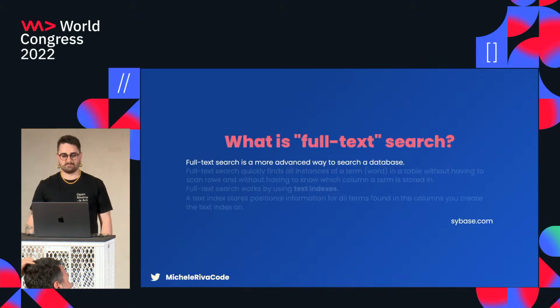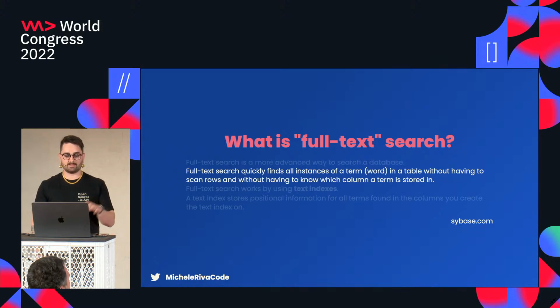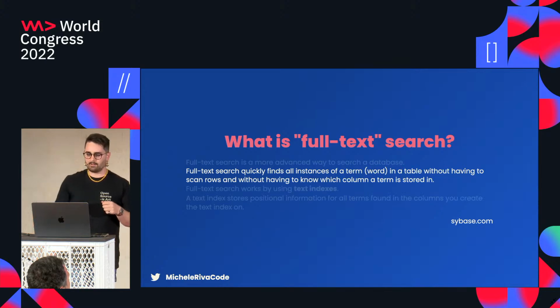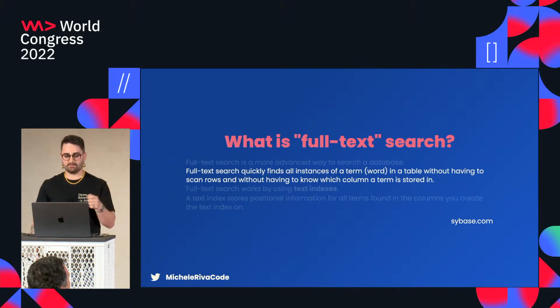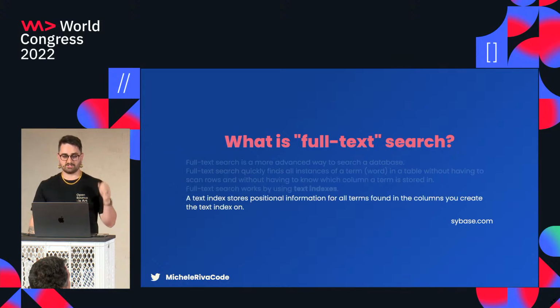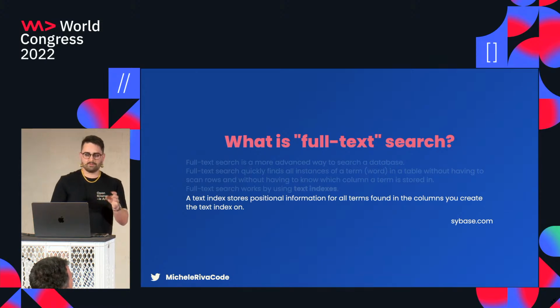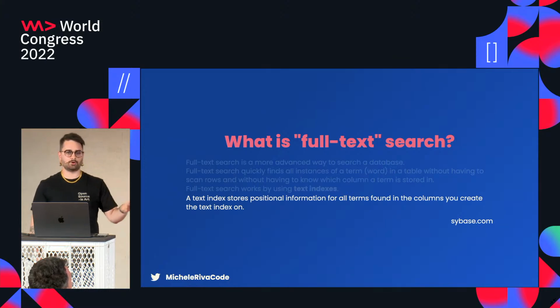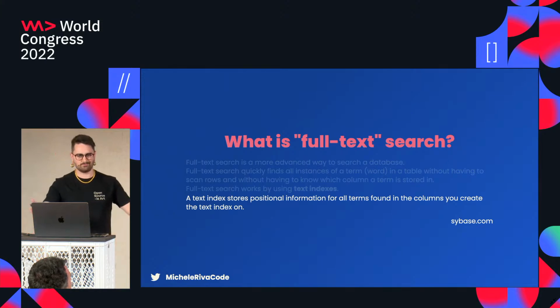So what is full-text search? Sybase.com states that full-text search is a more advanced way of searching a database. Full-text search quickly finds all instances of a term, a word, in a table without having to scan rows and without having to know which column a term is stored in. Full-text search works by using text indexes. A text index stores positional information for all terms found in a column you create the text index on. If you feel a bit confused about what we just said, don't worry, because by the end of the talk, you will be able to understand properly everything we just saw. Again, hopefully.